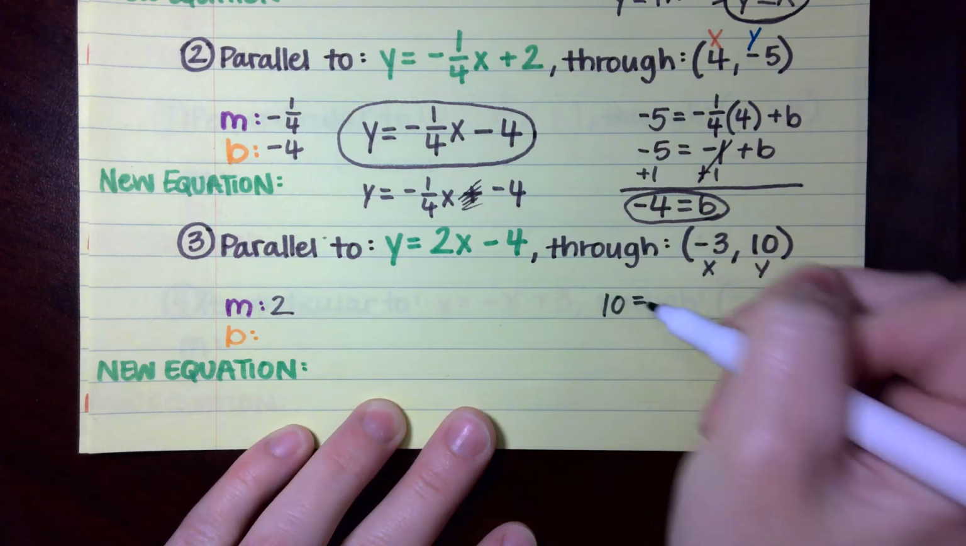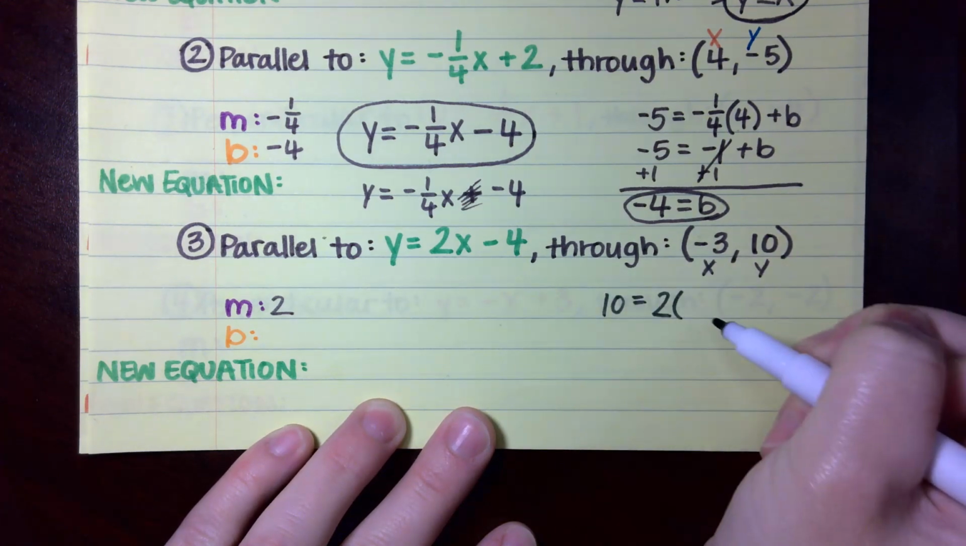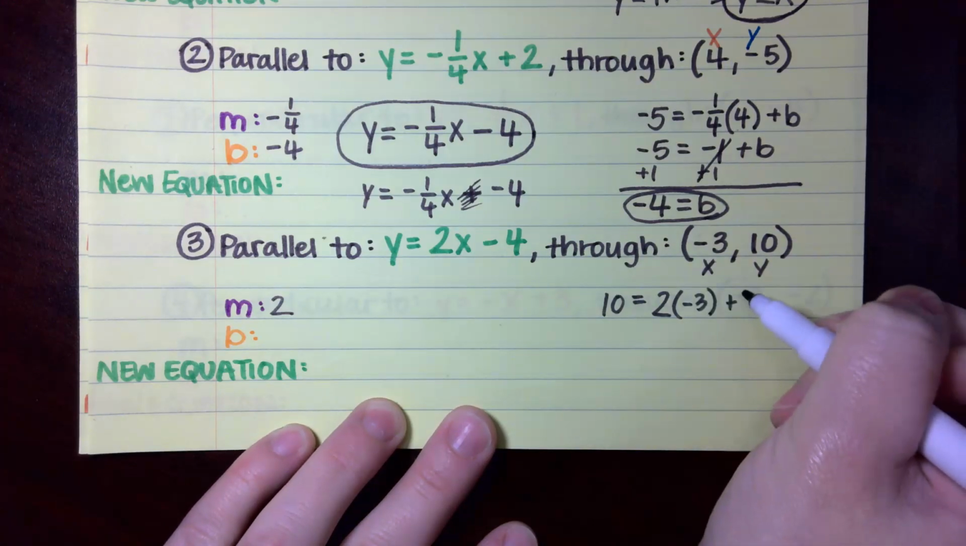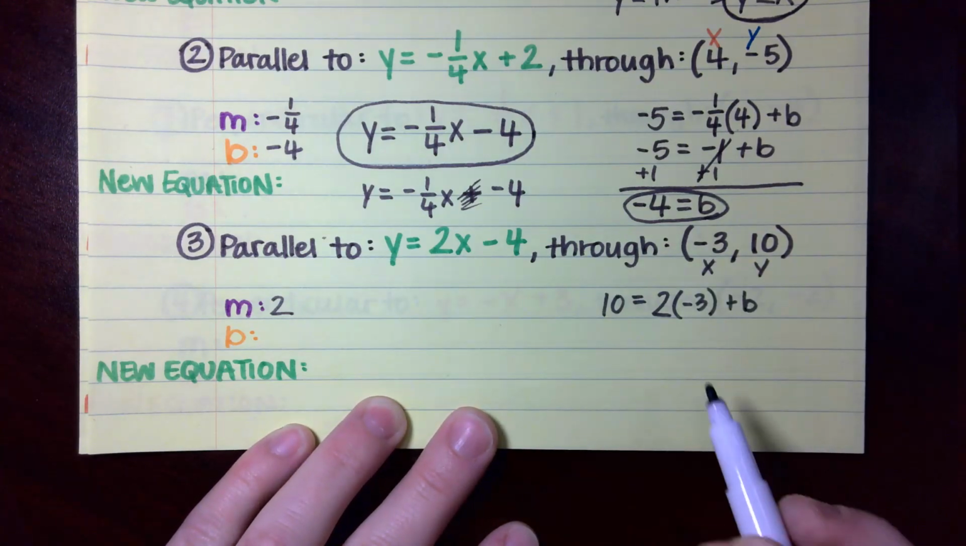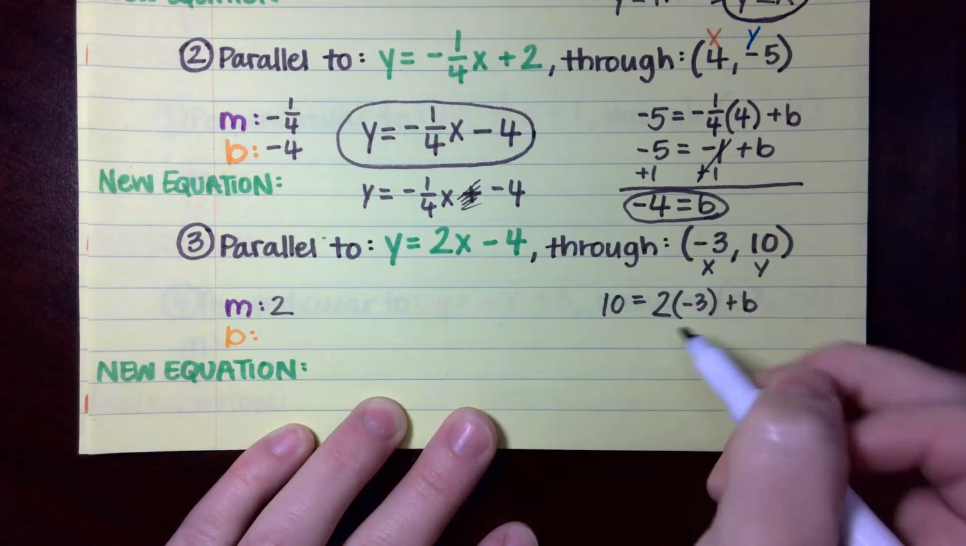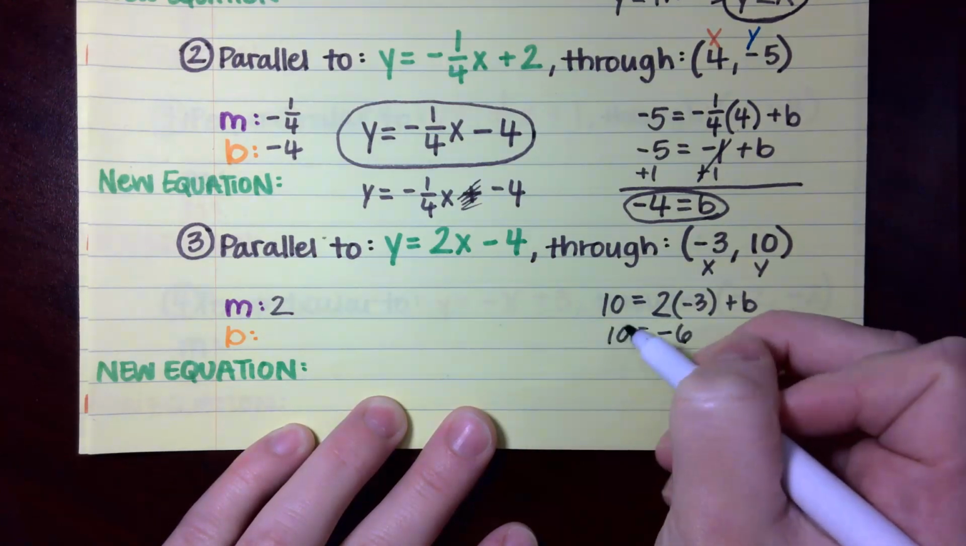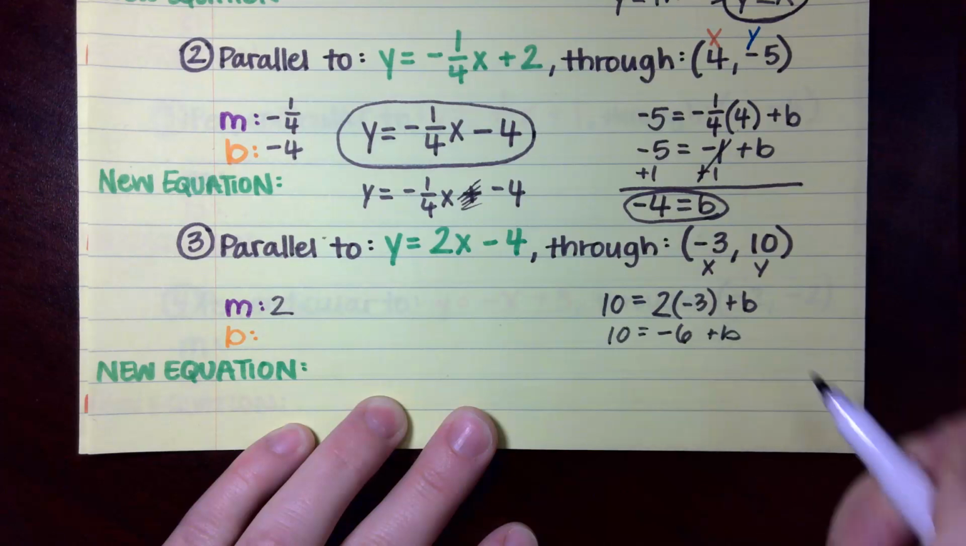10 equals 2 times -3. Good. Plus B. Good. All right. What's 2 times -3? -6. We'll bring it all down. What's our next step?